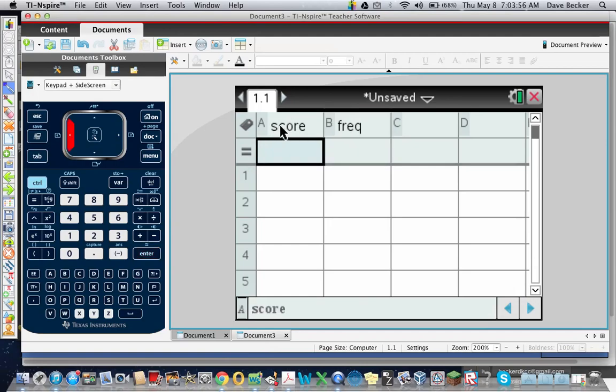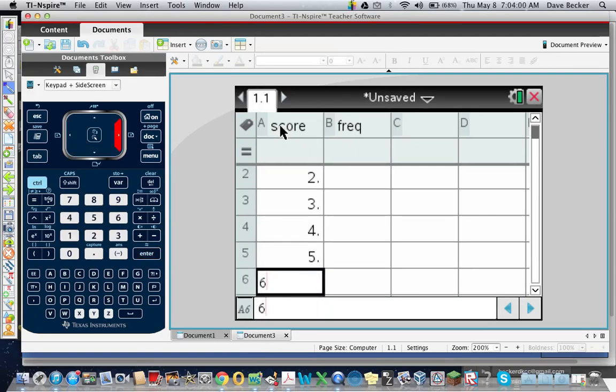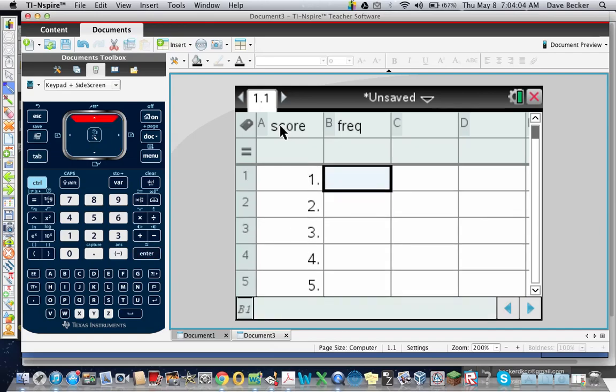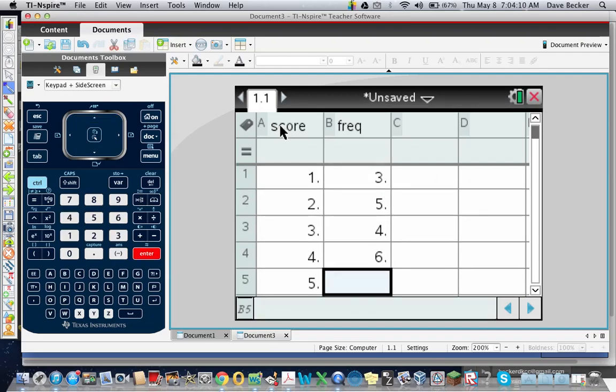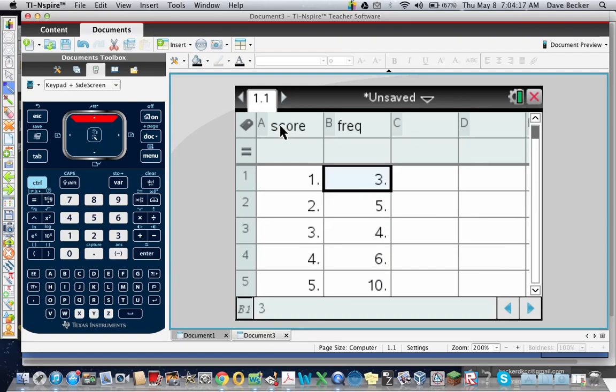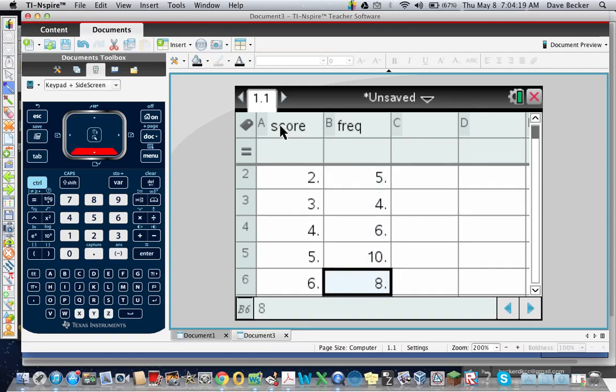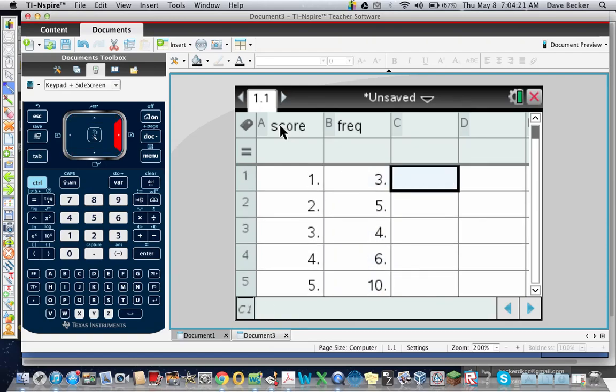Okay, so now I'm going to enter my scores. They were 1, 2, 3, 4, 5, 6. Okay, and then my corresponding frequencies were 3, 5, 4, 6, 10, and 8. Double check your data. Okay, couldn't be any easier.